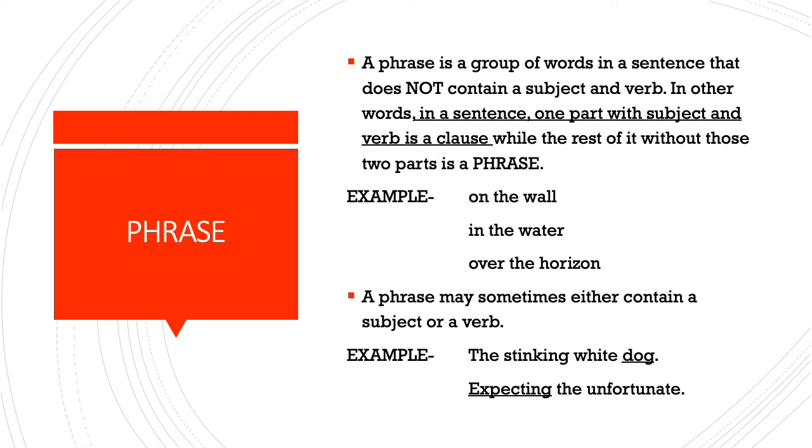So both these groups of words, the stinking white dog, which has only a noun, that is a subject, and expecting the unfortunate, which only has a verb, both are incomplete, both do not express a particular meaning, and they both are phrases. Is this clear? Okay, let us move on.